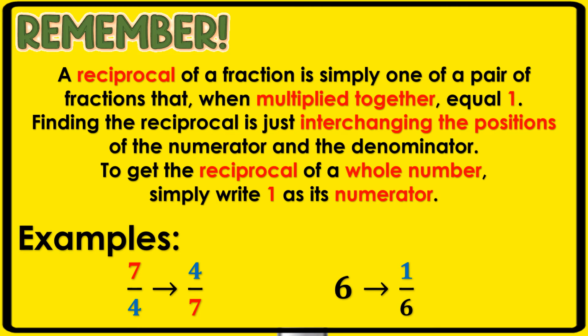Remember, a reciprocal of a fraction is simply one of a pair of fractions that, when multiplied together, equal 1. Finding the reciprocal is just interchanging the positions of the numerator and the denominator. To get the reciprocal of a whole number, simply write 1 as its numerator. Examples. 7/4. The reciprocal of 7/4 is 4/7. 6. The reciprocal of 6 is 1/6.